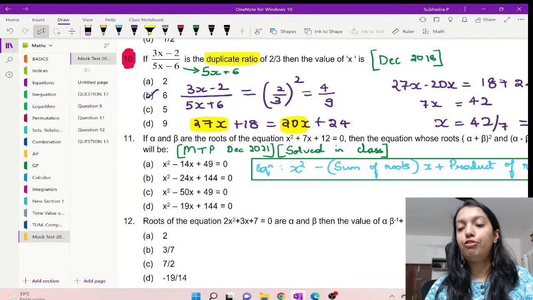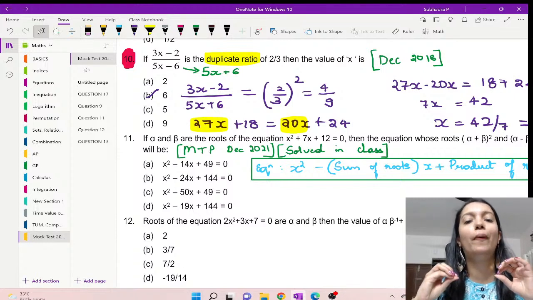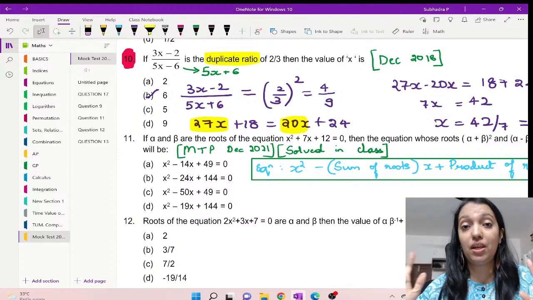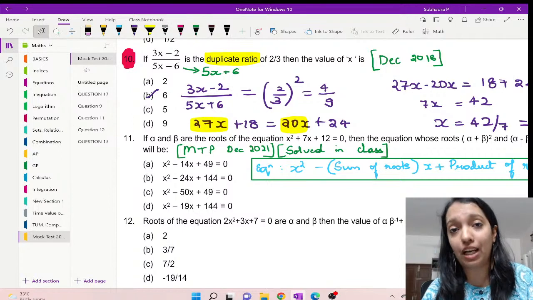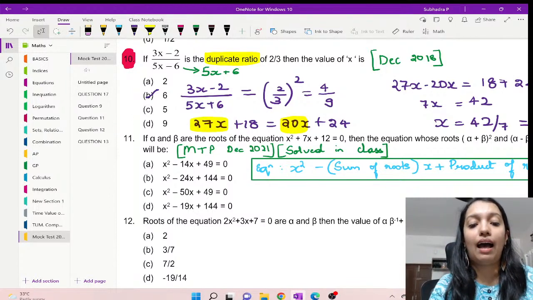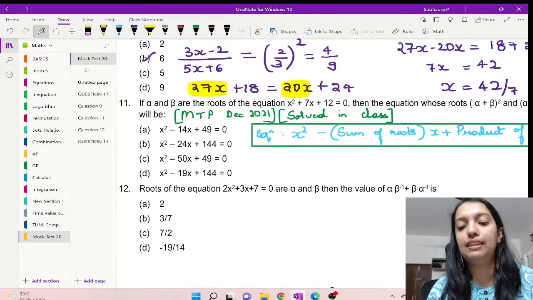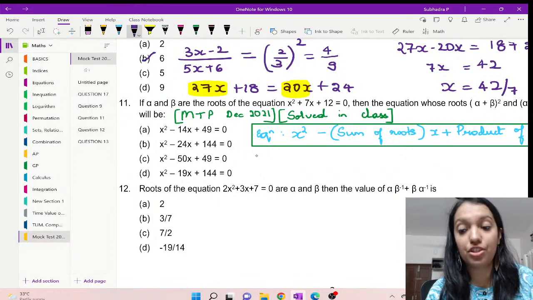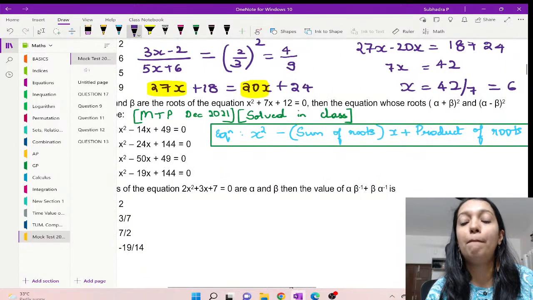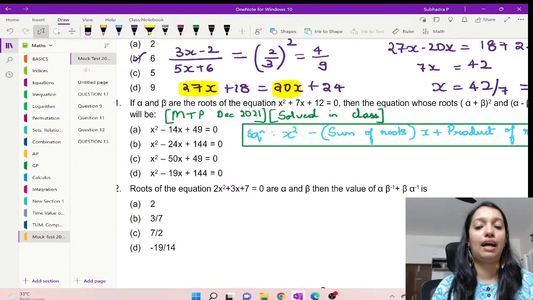11th one. Now from now onwards, all the questions that we are doing belong to the equation chapter. And trust me, all the questions will take a lot of time. So, starting with the 11th question. If alpha and beta are roots of the equation x square plus 7x plus 12 is equal to 0, then the equation whose roots are alpha plus beta whole square and alpha minus beta whole square will be dash.